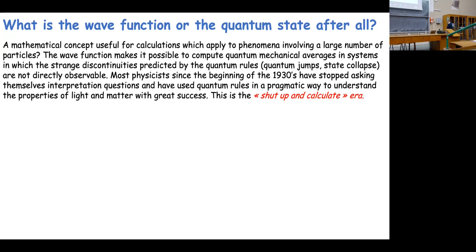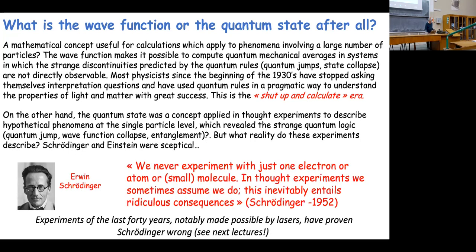And people like Schrödinger believed for a very long time that it would be impossible to work with single particles. And you see this sentence by Schrödinger. He wrote that in 1952. We never experiment with just one electron or one atom or a small molecule. In thought experiments, we sometimes assume we do. This inevitably entails ridiculous consequences. He did not believe in quantum jumps. He did not believe in some of the strange features of the quantum.